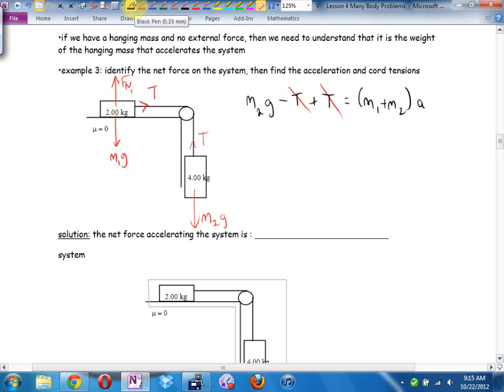Sorry, Ben, what'd you say? So you're telling me that A equals M2G all divided by M1 plus M2?